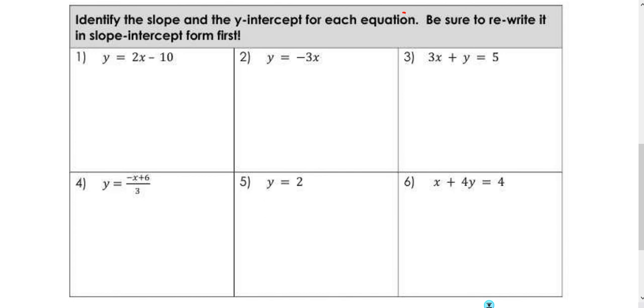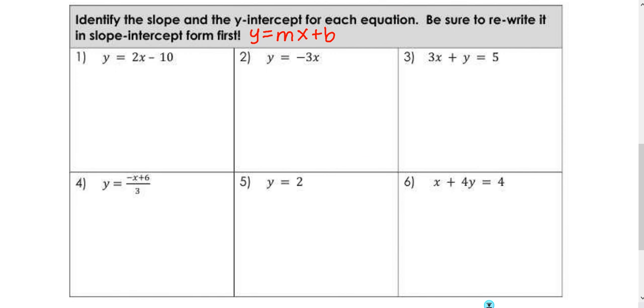So, moving down to the first 6 problems. It asks us to identify the slope and y-intercept of each equation. We need to make sure that we rewrite it in slope-intercept form first. So just to remind ourselves, slope-intercept form is y equals mx plus b. Order does matter. The formula says mx plus b, so please don't write it as b plus mx.